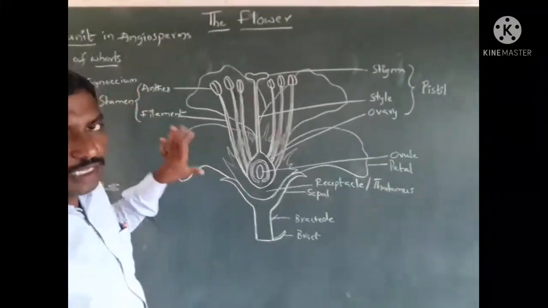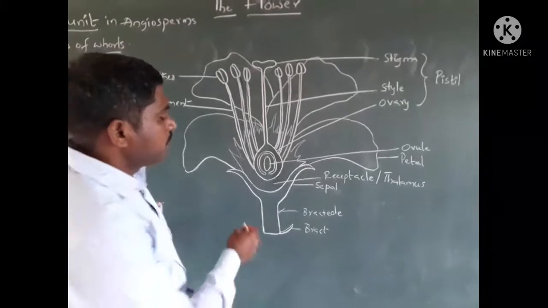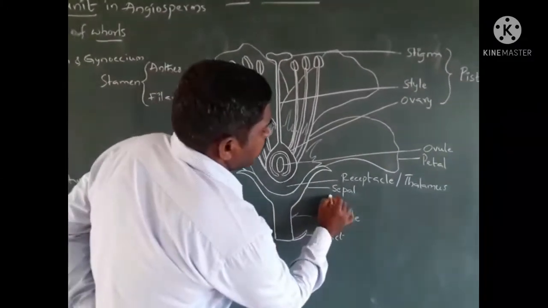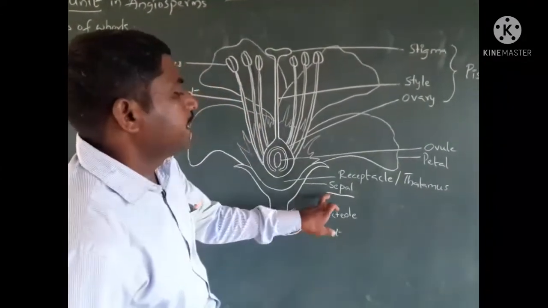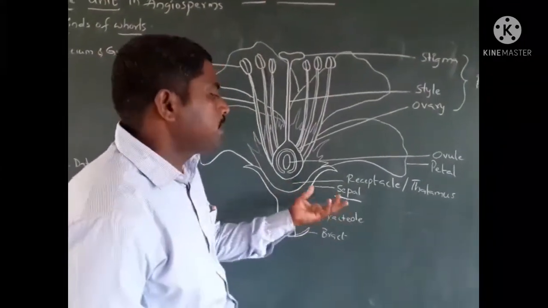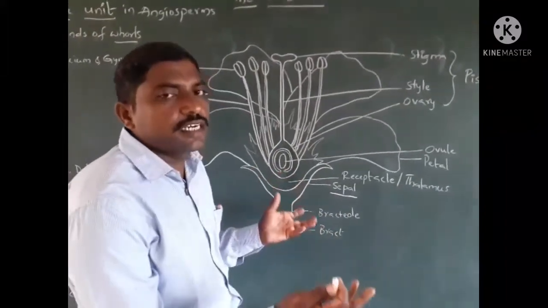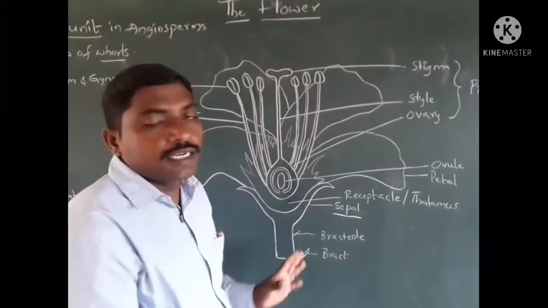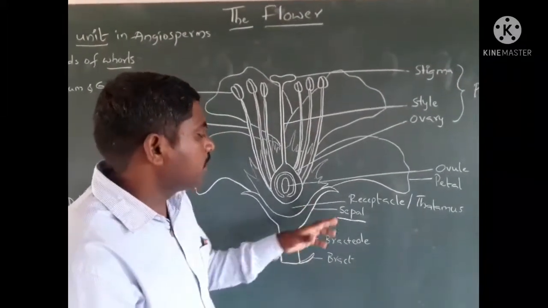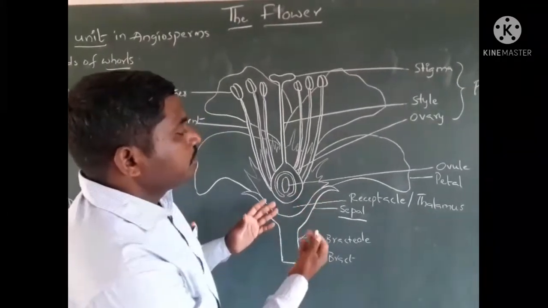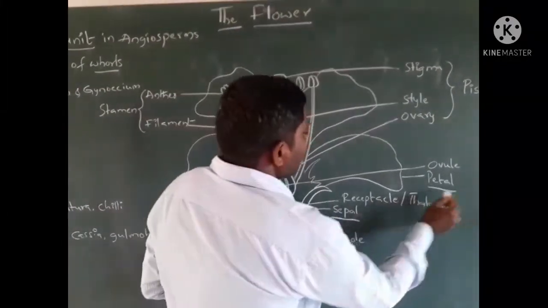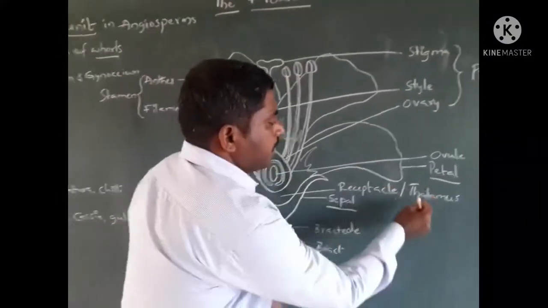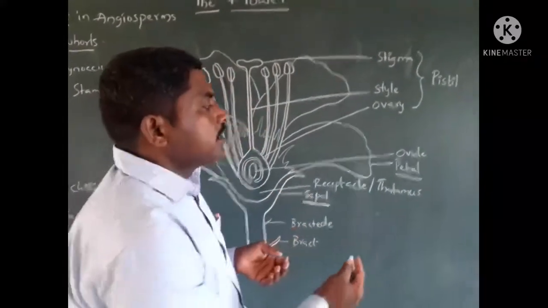This is the angiospermic flower, a typical flower. It is the first whorl, the calyx. Calyx is collectively the sepals. A collection of sepals is called calyx. It is the first whorl, which is green in color. The next whorl is the petals. These are the petals, the second whorl. The collection of the petals is called corolla.